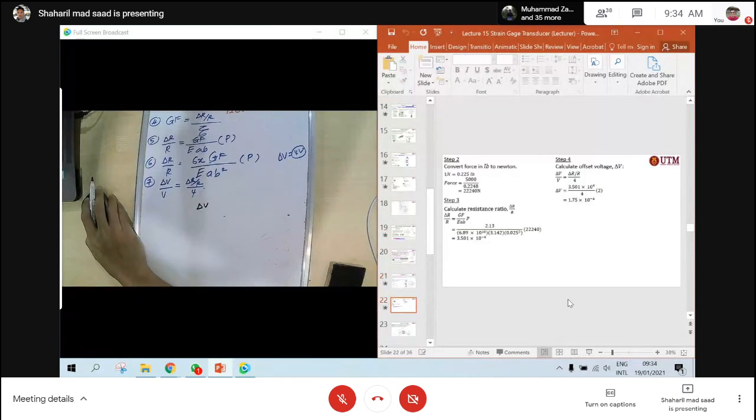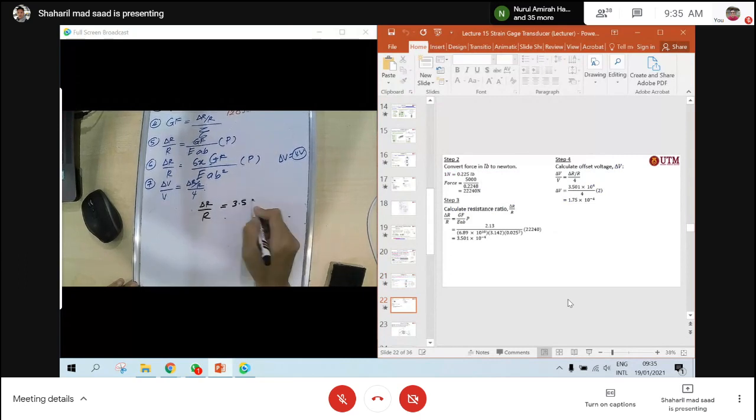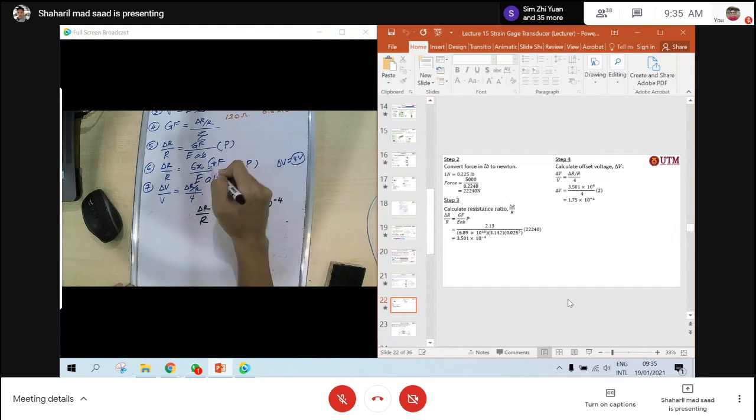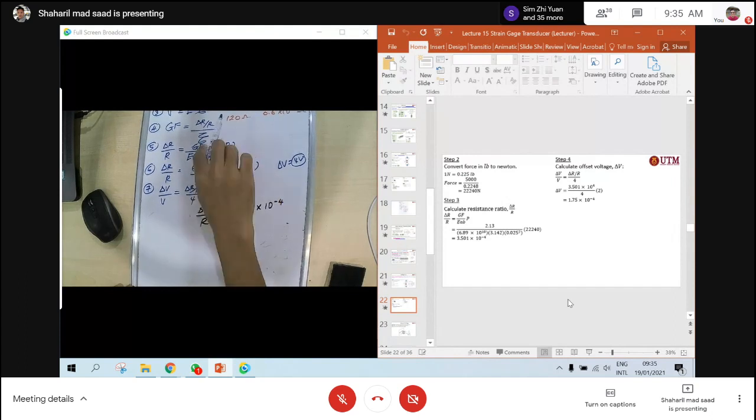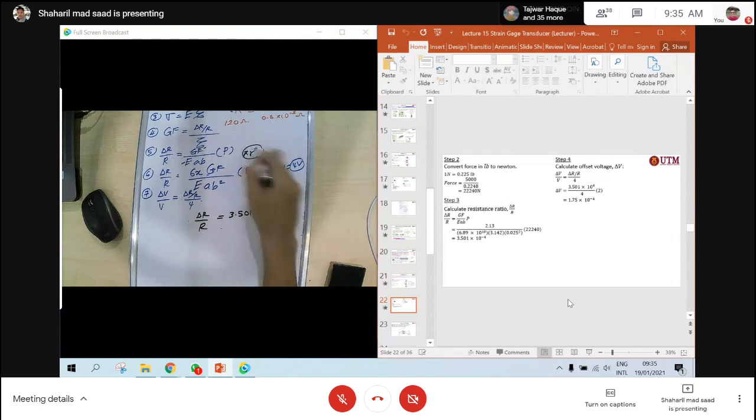You already got delta R over R from formula number 6. So you got 3.501 times 10 power of minus 4. GF is already from formula number 5 because this one is a load cell. GF is already there, given to you. Modulus Young is already there. For AB, you need to change to pi r squared because it is a rod. And the P you apply is in Newton, 22240 Newton.